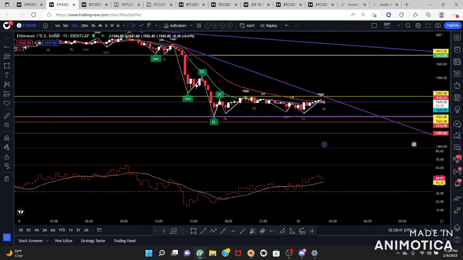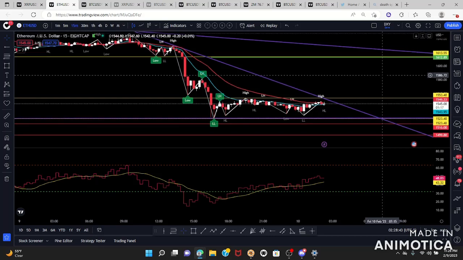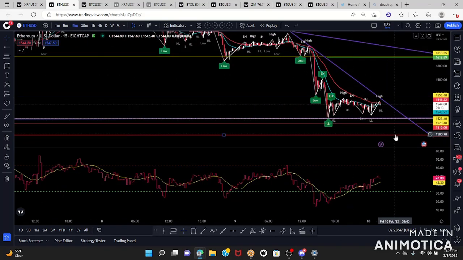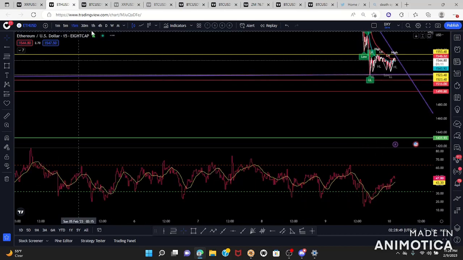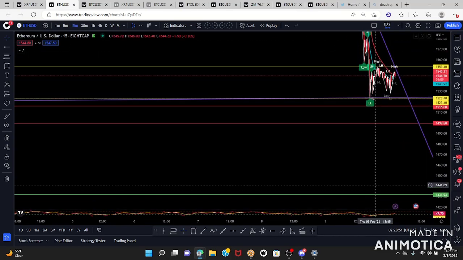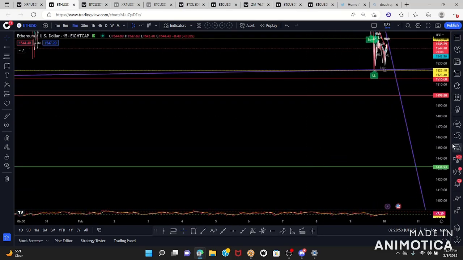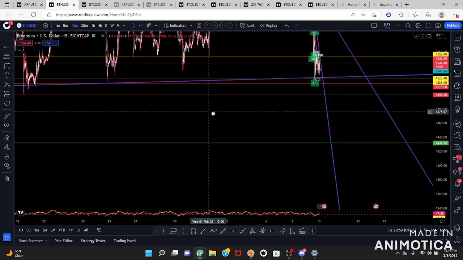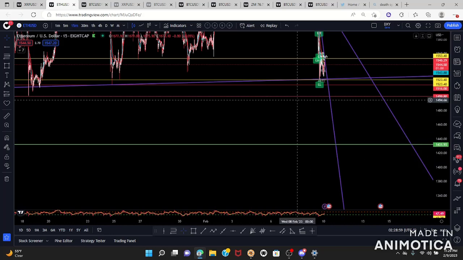Just be patient. Like I said, if we break this trend line, we're going to 1612. Set your alarms for a quick scalp to the upside, but the trend is down, and if we break the lows again and this major support, we're coming down to 1431.